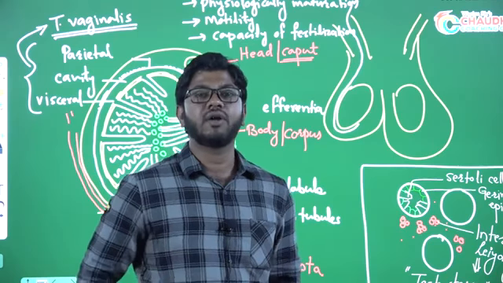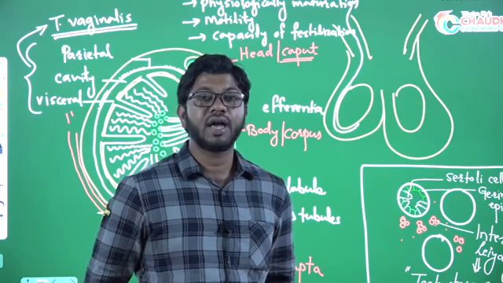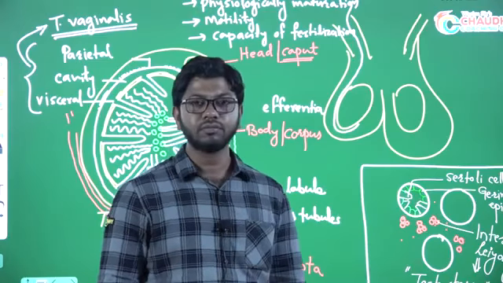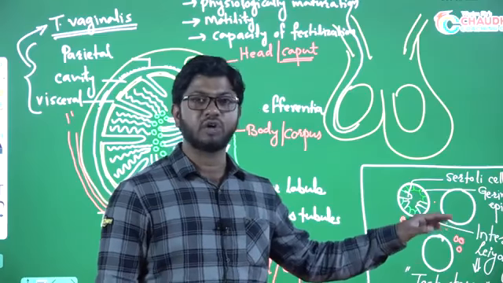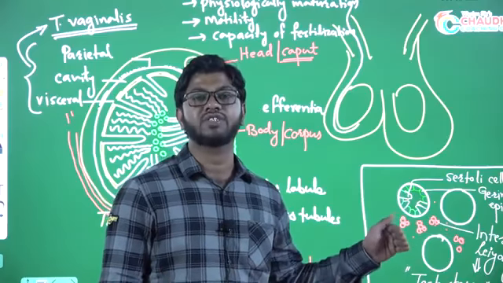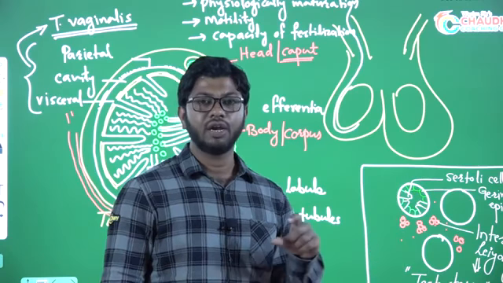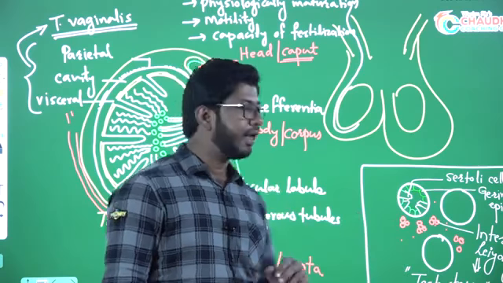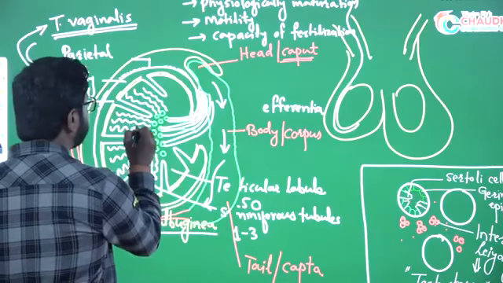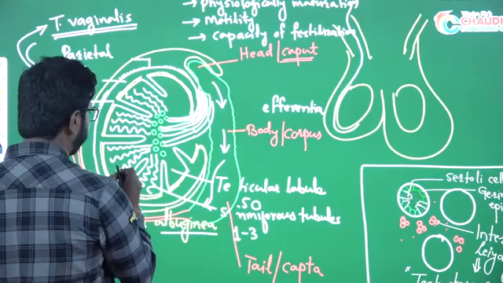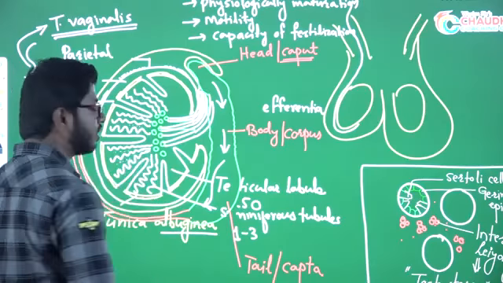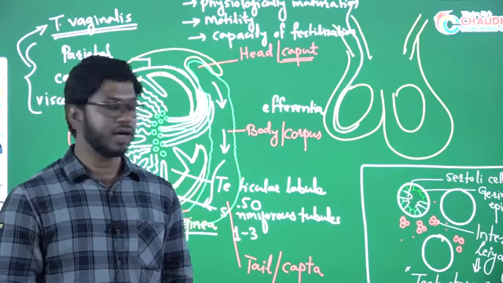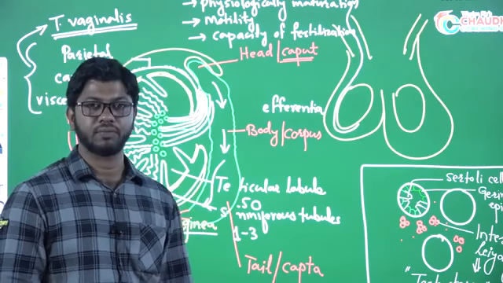For all these developmental stages, energy and nutrition are necessarily required, which are provided by Sertoli cells. Sertoli cells are interspersed between the germinal epithelium cells. They are elongated, conical or pyramidal shaped structures. Now, in between the seminiferous tubules, some interstitial cells are present, and these interstitial cells, or Leydig cells, produce the male sex hormone which is called testosterone.